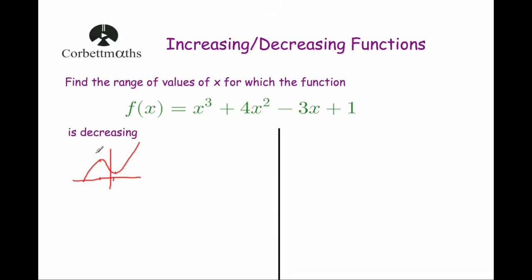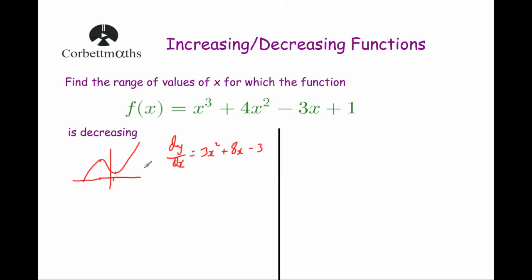Okay, so we need to find the coordinates of these two stationary points. We know that dy by dx will equal 0 at a stationary point. So let's differentiate. Differentiating x cubed would be 3x squared, plus differentiating 4x squared, we bring the power down, that'd be 8x. Differentiating minus 3x would be minus 3, and differentiating 1 would be 0. So dy by dx is equal to 3x squared plus 8x minus 3.